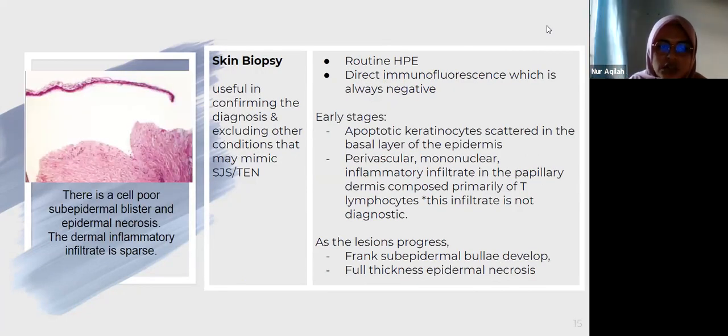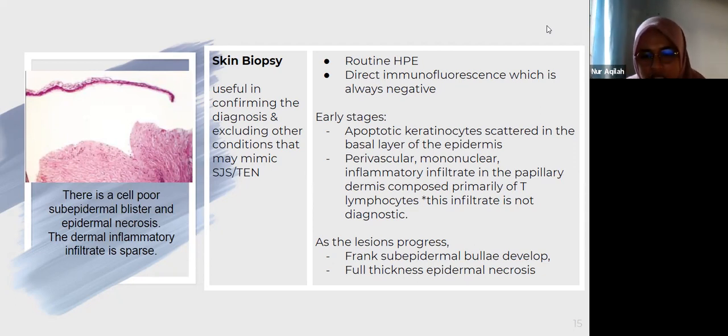Skin biopsy is useful in confirming the diagnosis and also excluding other conditions that may mimic SJS and TEN. For the skin biopsy, we may do the routine HPE, and if possible, we can do direct immunofluorescence, but direct immunofluorescence will always be negative in SJS patients. Upon HPE, in early stages, there will be apoptotic keratinocytes scattered in the basal layer of the epidermis, and also a perivascular mononuclear inflammatory infiltrate in the papillary dermis, composed primarily of T lymphocytes. But this infiltrate is not diagnostic.